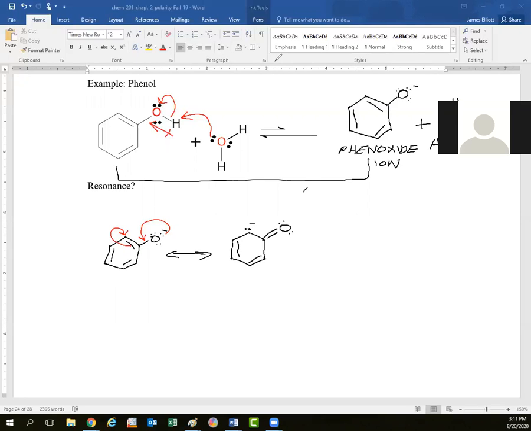And we can perform the same trick several times over. That lone pair swings in next door, and those electrons swing out, getting out of the way.